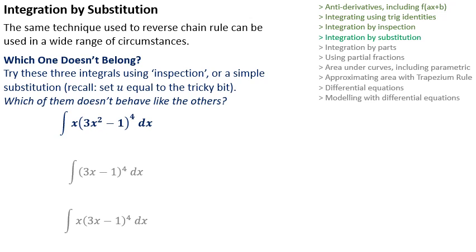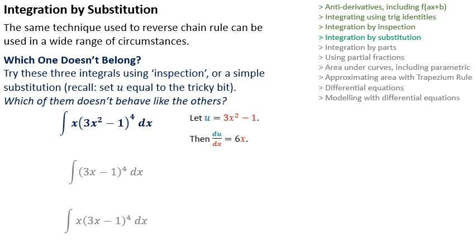Let's start with this first one. We have 3x squared minus 1 inside a bracket raised to the power 4. That means we're going to want to deal with the 3x squared minus 1. Fortunately, the derivative of 3x squared minus 1 appears as a factor within the integral. So that is going to work quite nicely. We make u equal to 3x squared minus 1. And then the very next step is always to identify a link between du and dx.